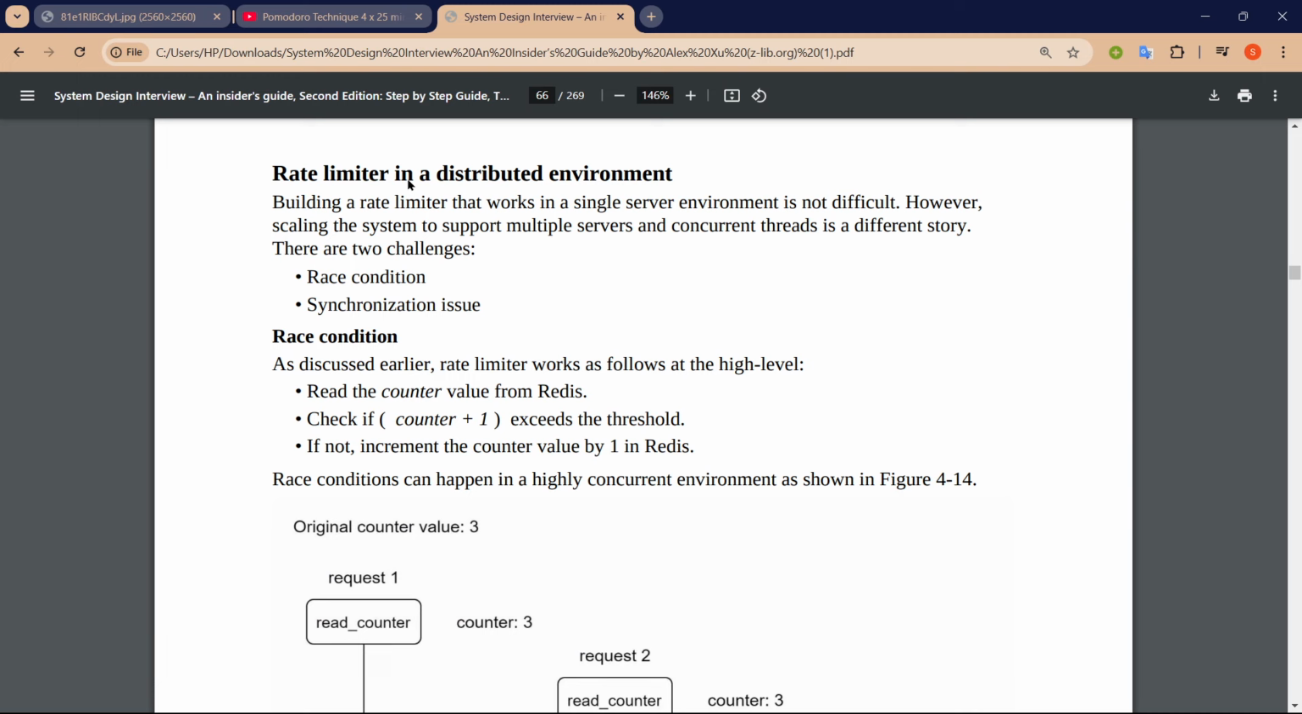Building a rate limiter that works in a single server environment is not difficult. However, scaling the system to support multiple servers and concurrent threads is a whole different story. There are two challenges: race condition and synchronization issue.